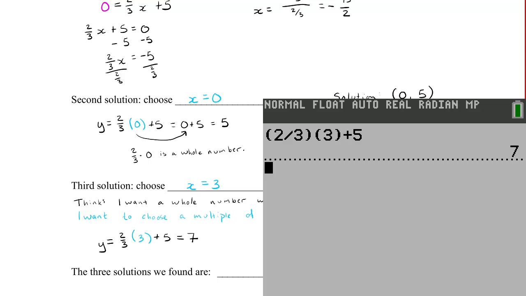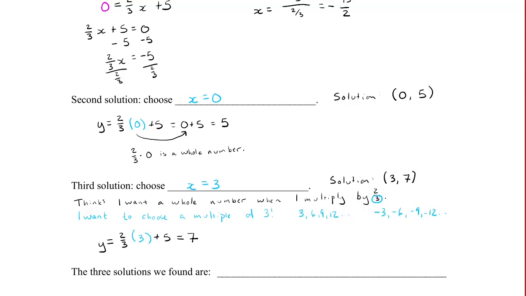So, okay, what were the solutions we found? We found 3 solutions. The first one was -15/2, comma 0. The second one was 0, 5. And the third one was 3, 7. And in each case, the x value is the first entry, and the y value is the second entry.